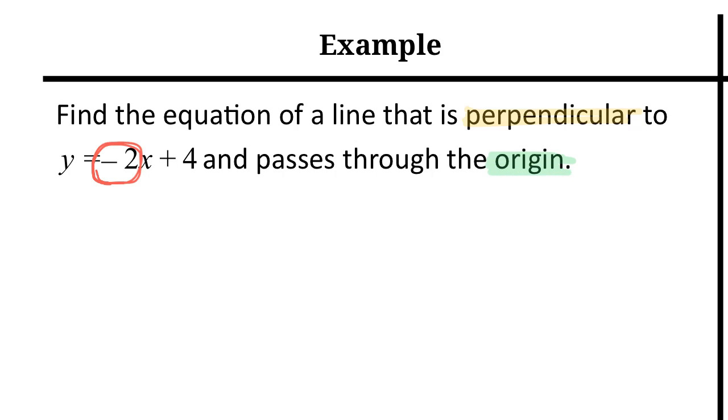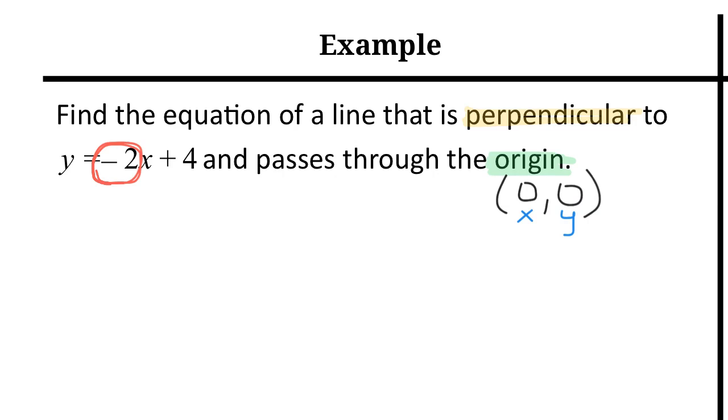The second piece of information was the origin. Now, they're telling us that our brand new line needs to pass through the origin, and what I know about the origin is that it is a very specific coordinate point. It is 0, 0. So this particular point is what I'm going to be using for my x and y values.